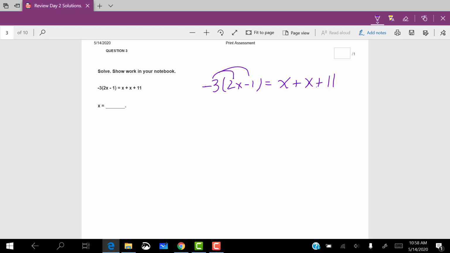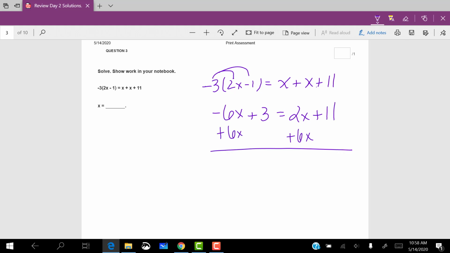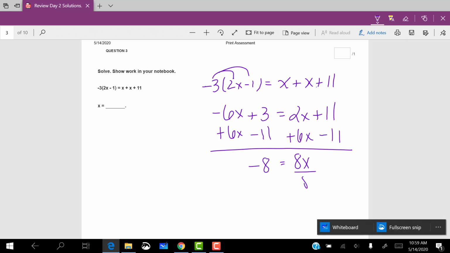Before we get going too far, it's easiest to simplify both sides. On this side, I'll probably distribute. I'll get negative 6x plus 3. Make sure you realize that negative times a negative makes plus 3. And on this side, I've got 2x plus 11. I'll go ahead and add 6x to both sides. And now I have 8x. And if I subtract 11 from both sides, I get negative 8. 8x equals negative 8. And if I divide both sides by 8, then I've got x equals negative 1.